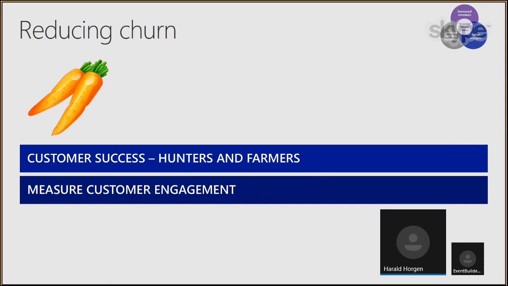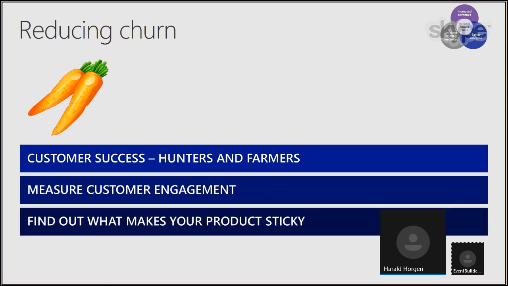Measure that customer engagement through the application. Build telemetry into the application that shows how much of the application is being used, how often it's being used, how many people are using it. That'll have an impact on your ability to go out and talk to your customers. And then find out what makes your product sticky. This is really one of the biggest values of building a cloud-based SaaS application, is that you can really monitor everything that's happening with your application.